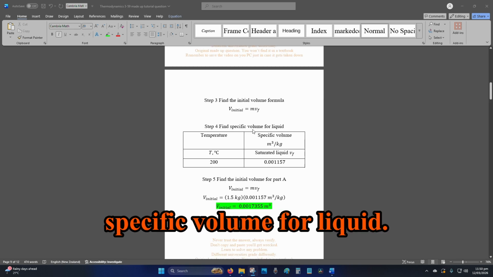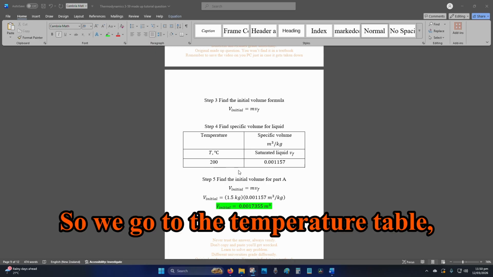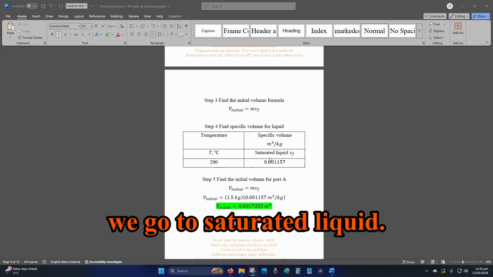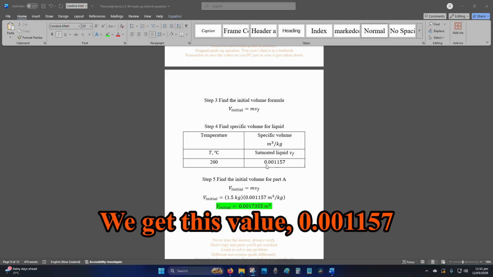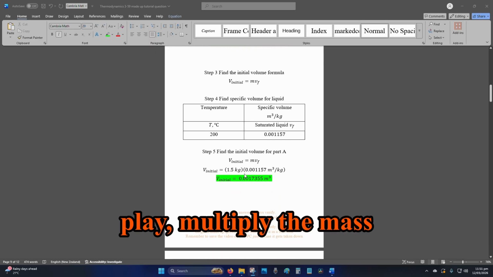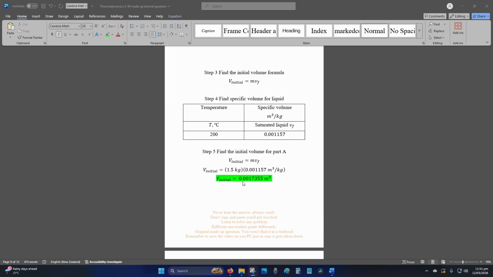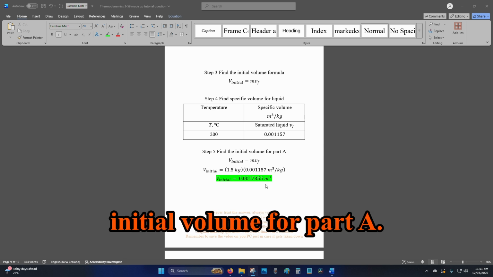Step 4, find the specific volume for liquid. So we're trying to find v_f. We go to the temperature table, we go to specific volume, we go to saturated liquid. We get this value, 0.001157 meters cubed per kilogram. Step 5, plug and play, multiply the mass by the specific volume. You get 0.0017355 meters cubed, and that is the initial volume for part A.